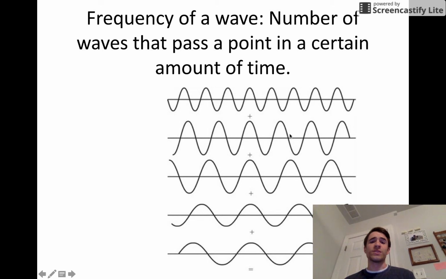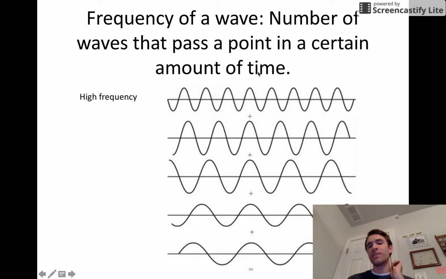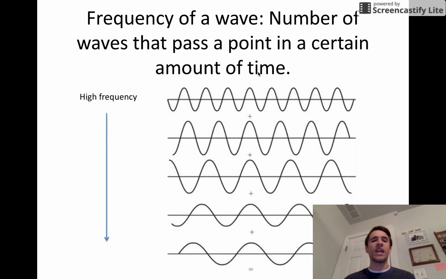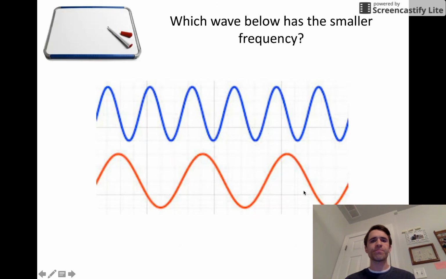So which one has a greater frequency? Which one has waves passing more frequently, right? This one does, up top. This has a higher frequency. Make sure to label the top wave on this diagram as being high frequency. As we go down, the frequency just gets lower, till this bottom one is the lowest frequency.